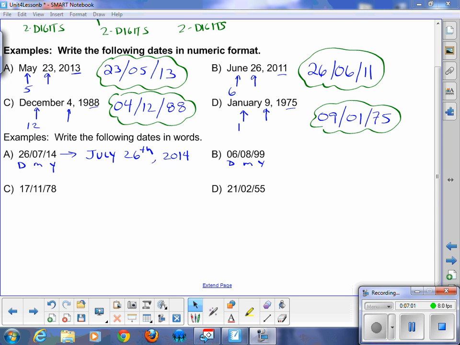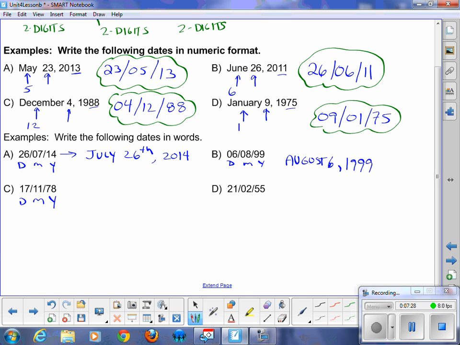So the last one, in B part here then, the day, again, it goes day, month, year. So we are looking at the 8th month, which would put us into August. So it would be August 6th, 1999. Back to the good old days. And again, day, month, year.